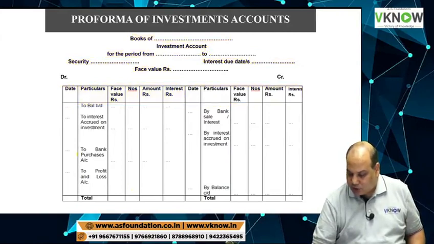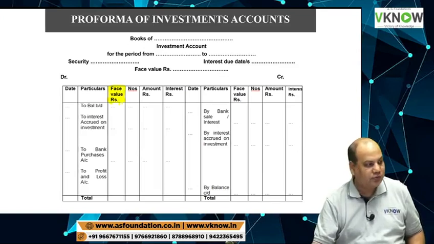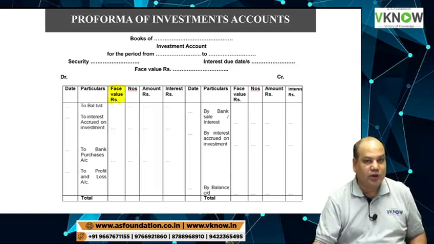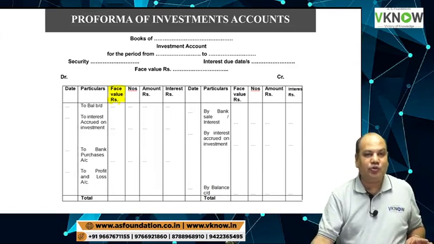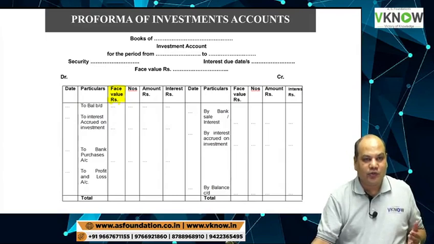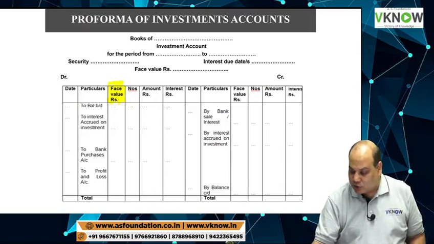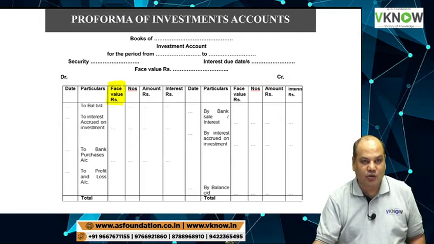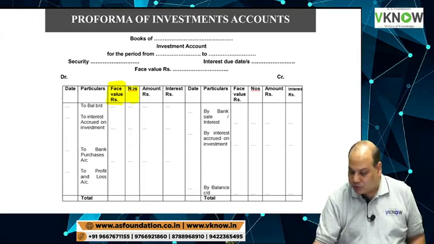The face value column is really not required, but it helps us to calculate the interest. It will also help us to calculate the profit or loss. Sometimes it is useful for closing investment purposes also. It helps us keep track of the total face value of debentures or investments we are holding. Then the number column tells you how many units or quantity you are holding, so this helps us in number reconciliation.